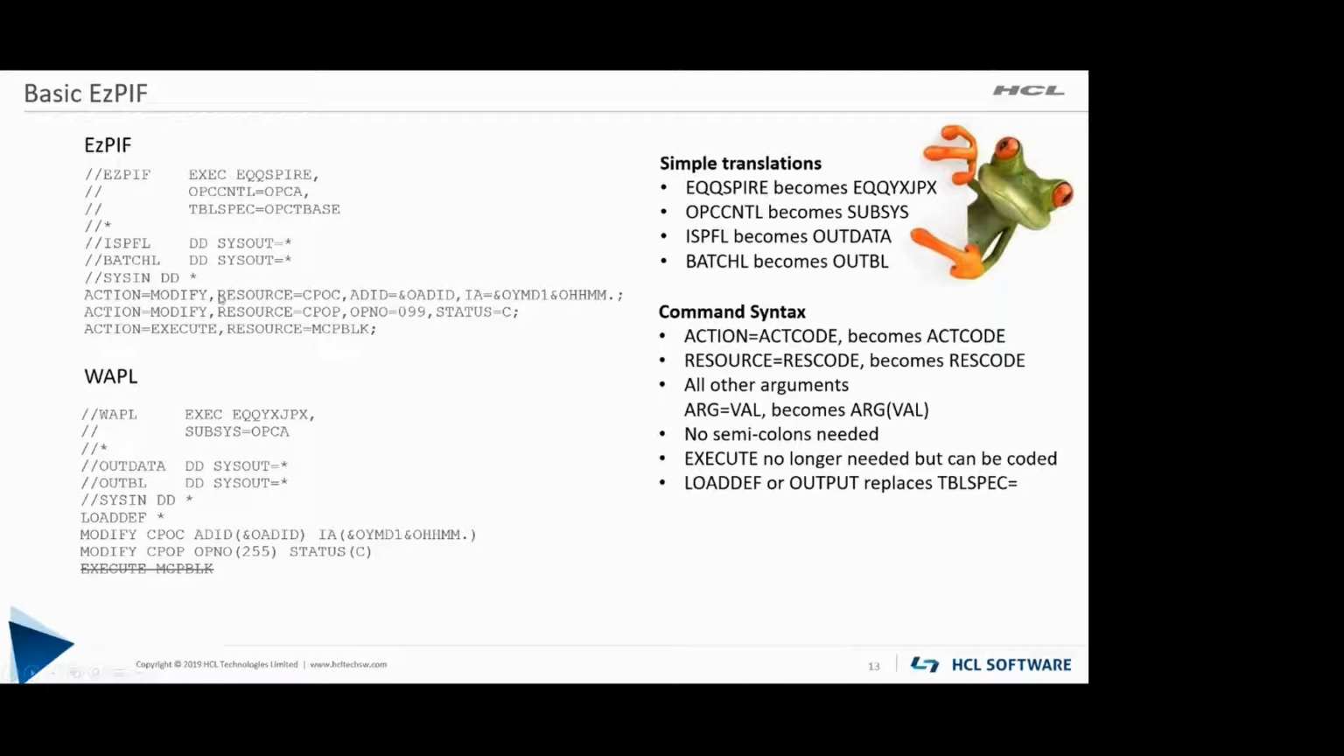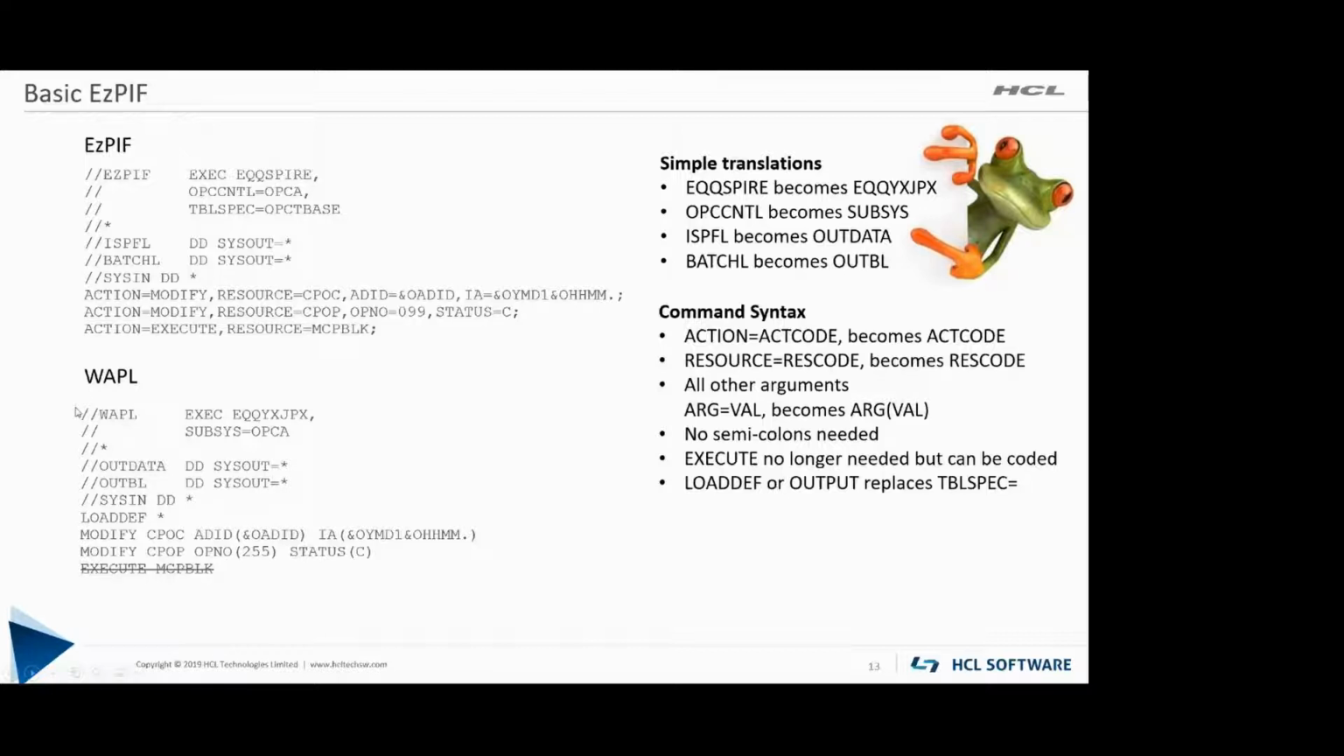So you've got action equals modify, resource equals, and that's the name of a segment or record, and then individual arguments for whatever command it is you're running, with a semicolon at the end of every line. That, with the exception of the very last line not having to be a period or full stop, is pretty much the same syntax you see for BCIT.